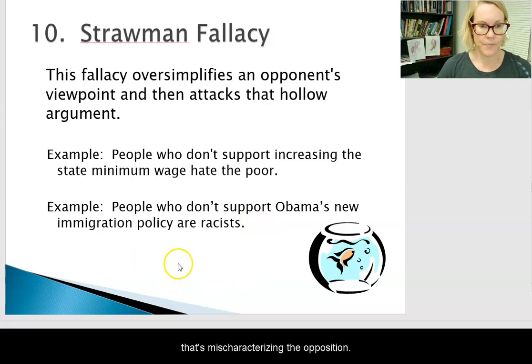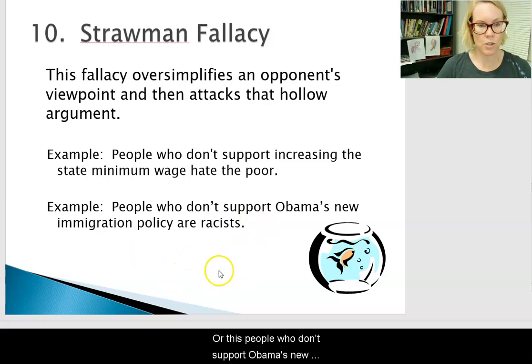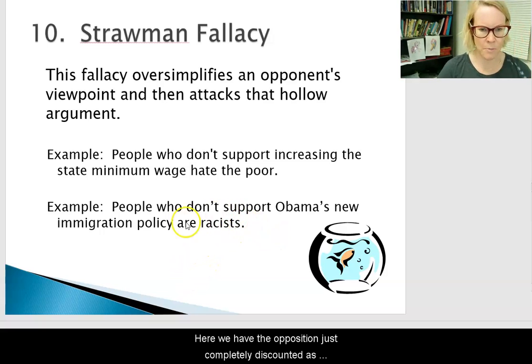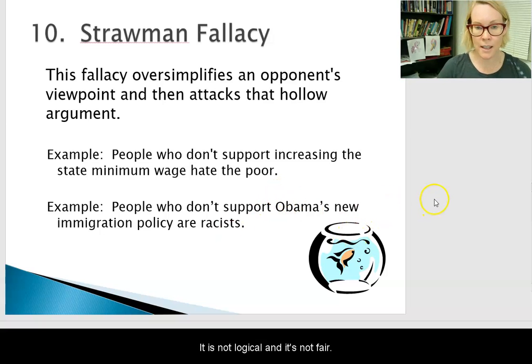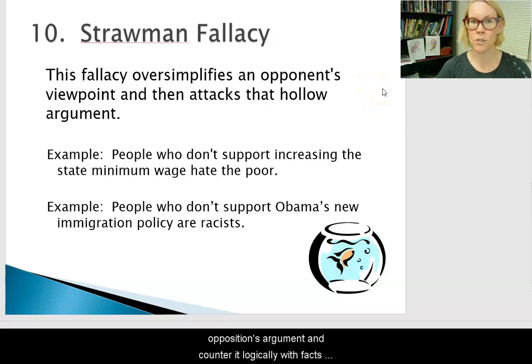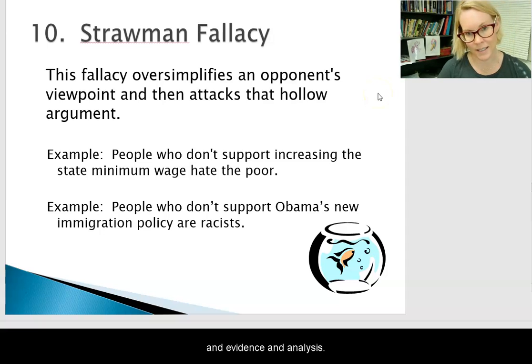Alright, or this, people who don't support Obama's new immigration policy are racists. So there's another example. Here we have the opposition just completely discounted as racist without looking at the merits of their argument. It's not logical and it's not fair. The best thing you can do is take a look at your opposition's argument and counter it logically with facts and evidence and analysis. Alright?